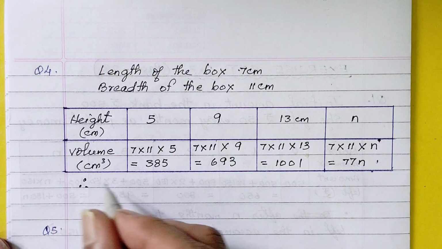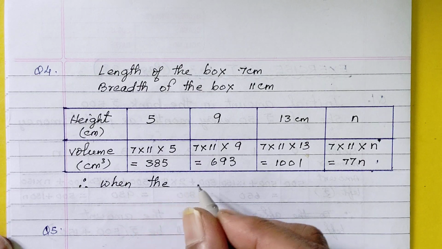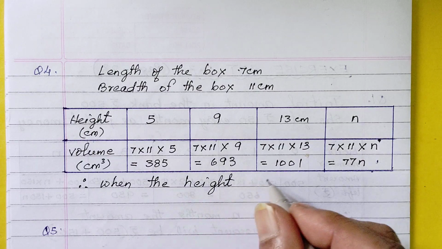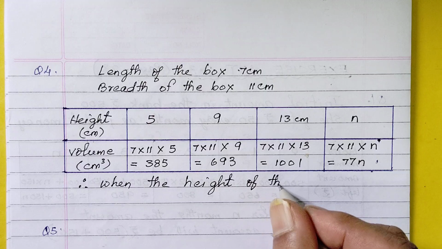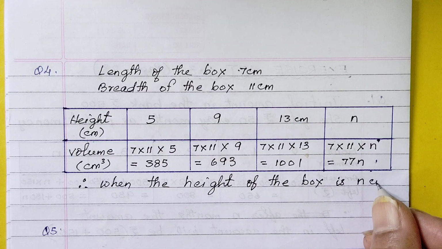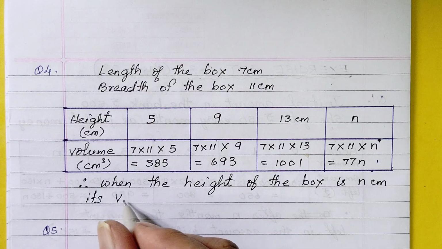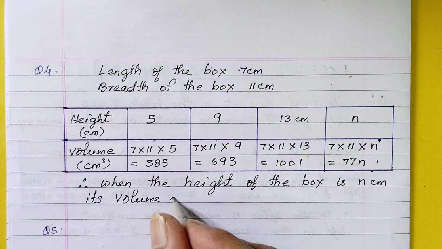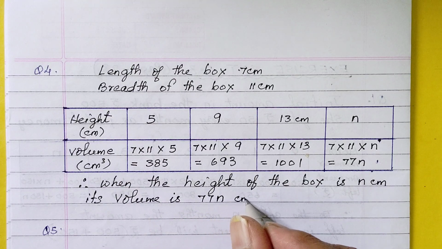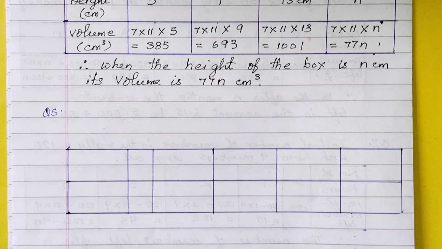Therefore, when the height of the box is n centimeters, its volume is 77n centimeter cube. So this is the fourth sum. Next we'll go to the fifth sum.